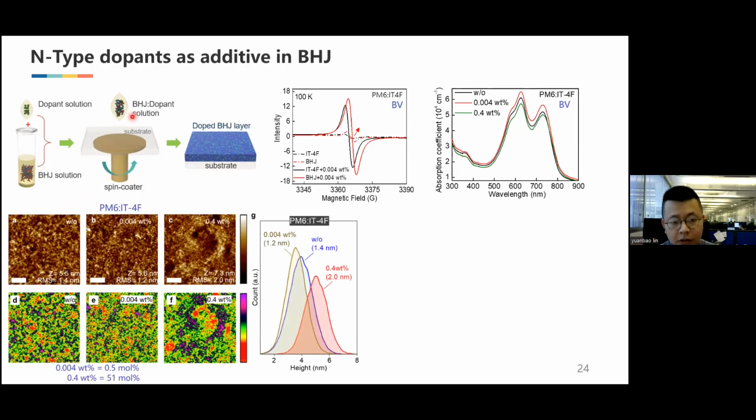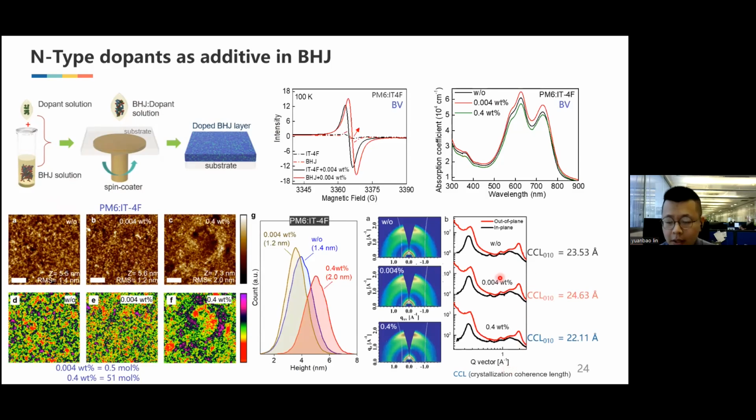this n-type dopant also acts as a morphology modifier. If we add too much dopant, the donor-acceptor phase separation of the bulk heterojunction is enhanced. But if we add a little bit of dopant, it becomes smoother, and the crystalline pi-pi stacking is also enhanced with these dopants.